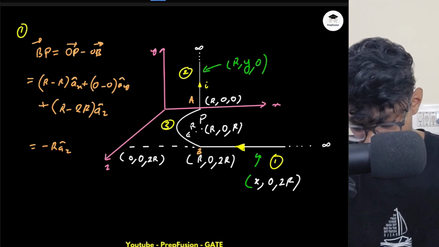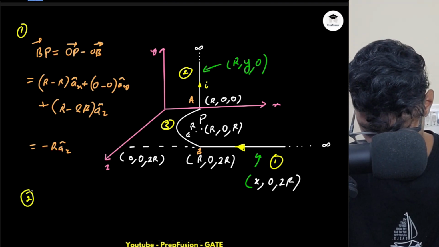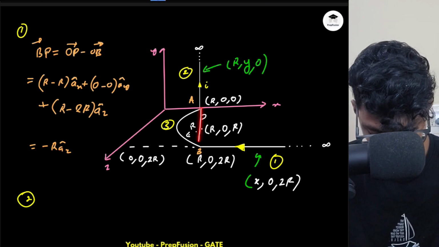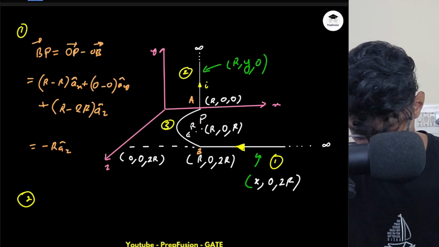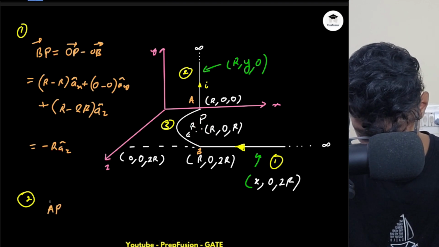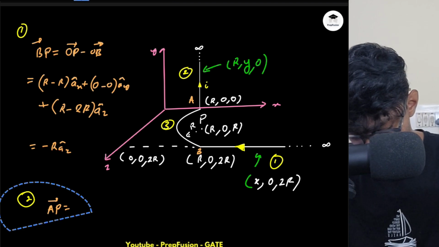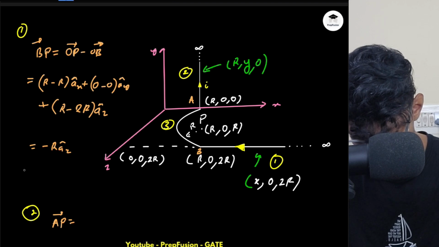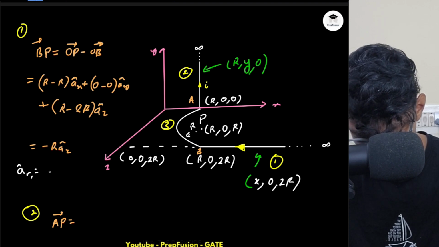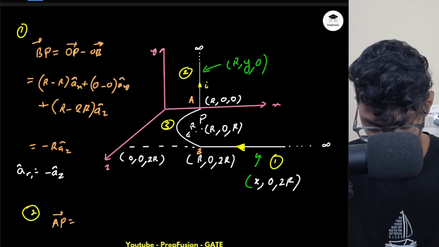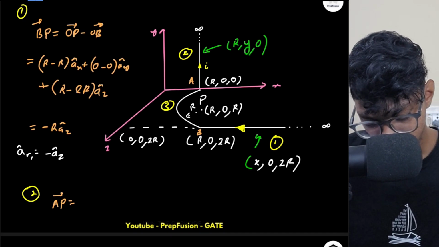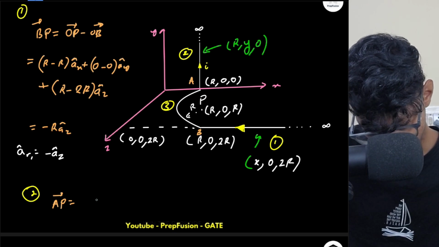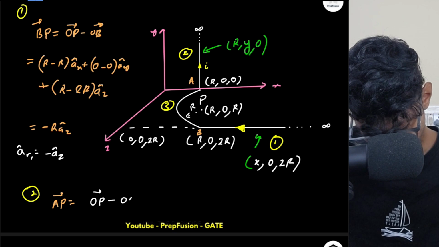Okay, so now for the second section, what will happen? Simply here, this is the final and this is the initial. Again it will be AP equals to... Like before going here, I just wanted to write down the unit vector of AR1. What will the unit vector be? It will be minus AZ cap. Okay, what about AP? AP is final minus initial, that will be OP minus OA.